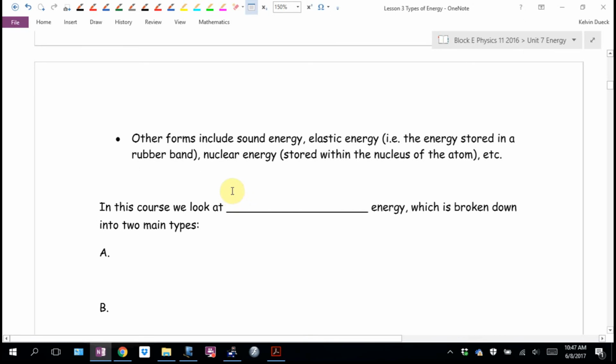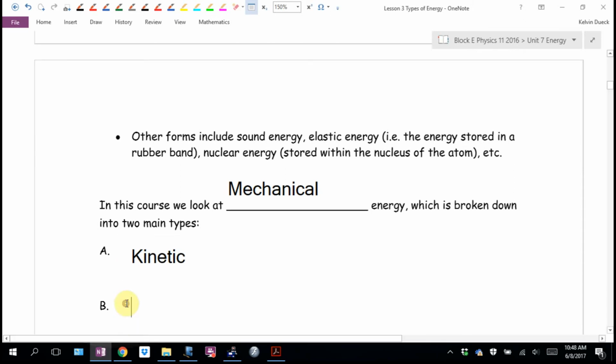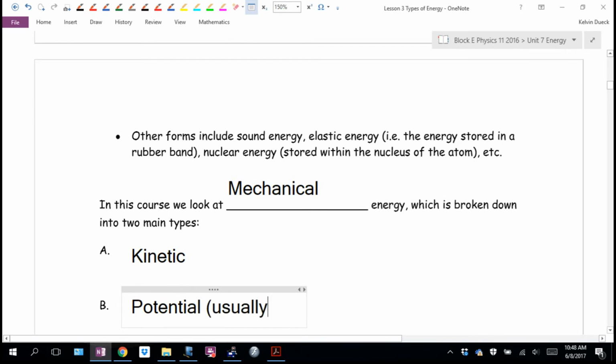In this course, we're going to look at mechanical energy, which is broken down into two main types. The energy of motion, what did I call that one? Kinetic. And potential energy, usually gravitational potential energy. Not always. And remember, potential energy is just stored energy.